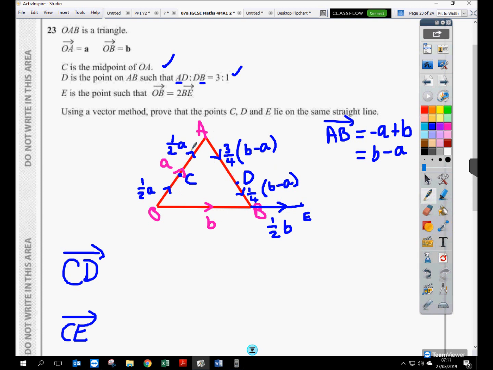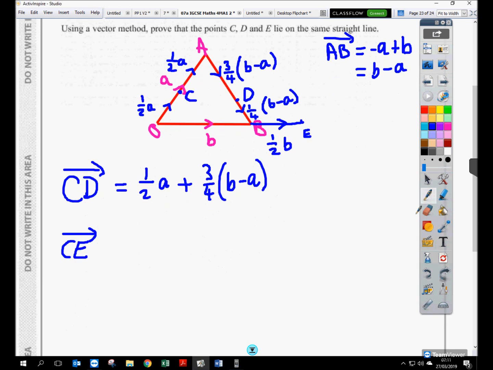So to get from C to D, I'm going to follow this path. I'm going to go up here and then down this way. The arrowhead is very important. So it's half of A, and that takes me up here, and then plus, because I'm going up with the arrow, 3/4 of B minus A. Okay, so now let's expand the brackets. So we have half A plus 3/4 B minus 3/4 A.